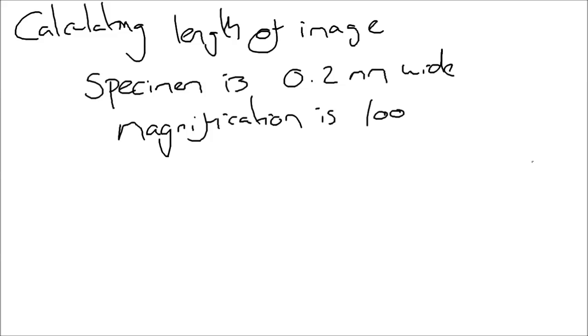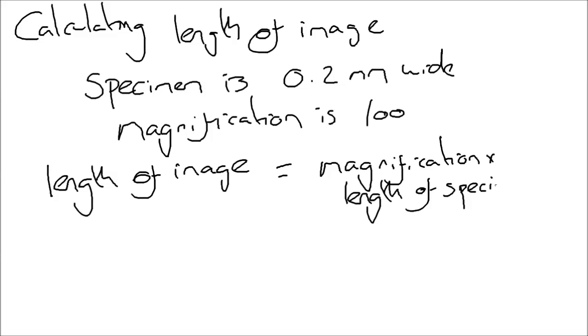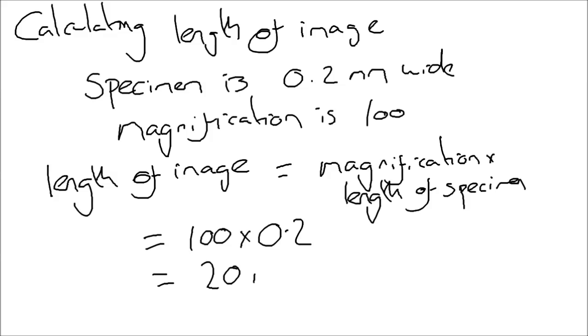So the first thing, again, you're going to have to rearrange that equation. What you should get is that the length of the image is equal to the magnification times the length of the specimen. So that is your rearranged equation. Now, the magnification is 100 and the length of the specimen is 0.2 millimeters, so we're going to do 100 times 0.2, which is equal to 20 millimeters, because we've used millimeters for our specimen, so millimeters is the unit we'll have there.